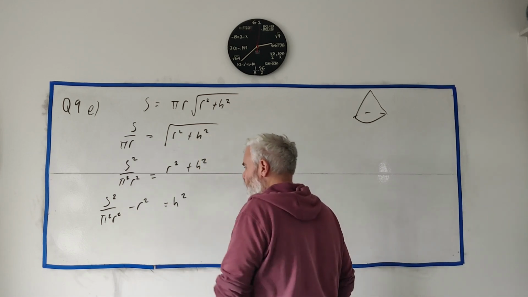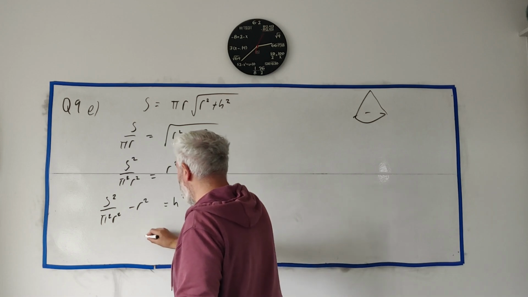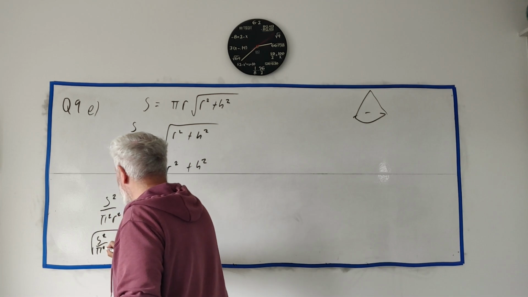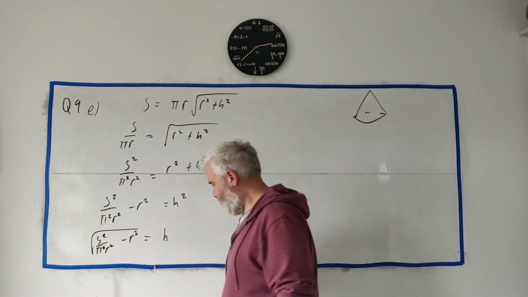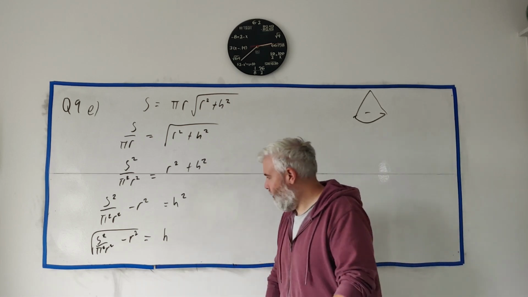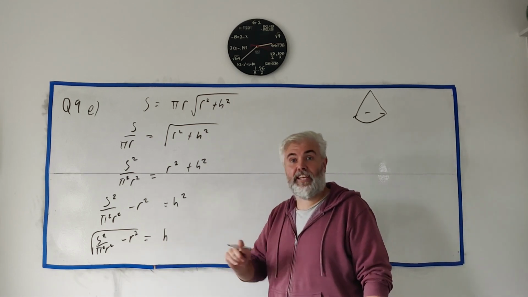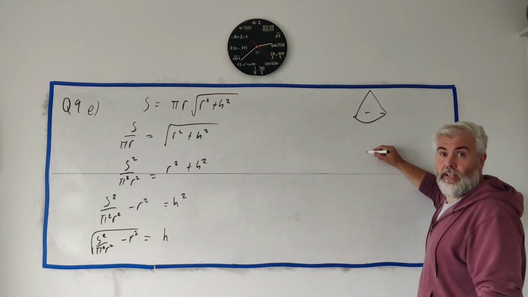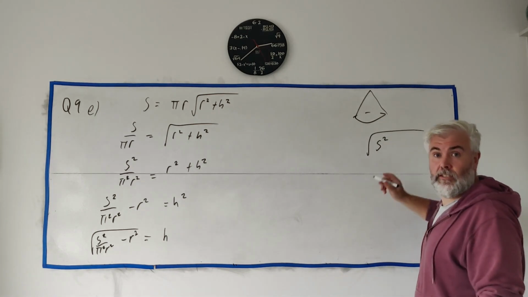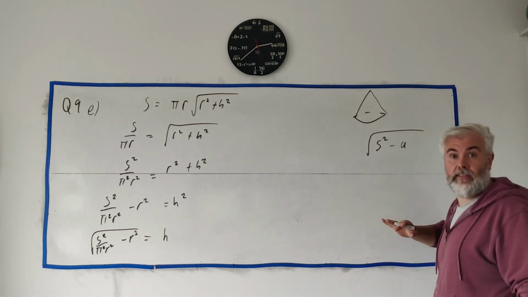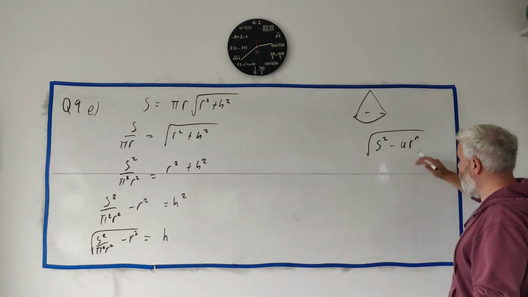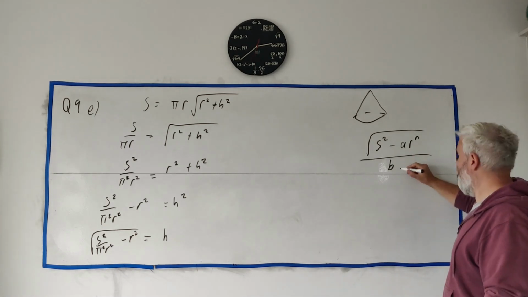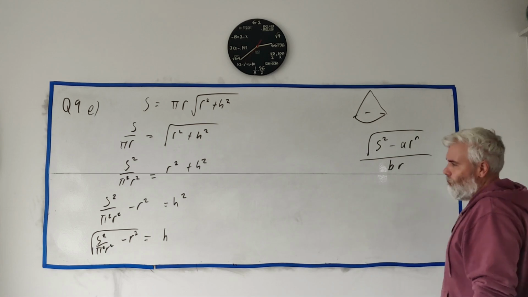Last thing then, get the square root of both sides. That's H is equal to the square root of S squared over pi squared r squared minus r squared. That would be an answer, except they ask specifically for their answer to look like this. They want their answer to look like the square root of S squared minus some constant A multiplied by r to the power of something, all over, outside the square root now, some constant B multiplied by r. So we don't quite look like that, but have some similarities.